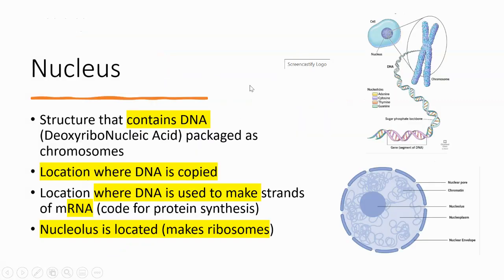All right, our next organelle or cell structure is the nucleus. This is the structure that, within eukaryotic cells, will contain the DNA. It is packaged into chromosomes inside of the nucleus, and DNA is copied or replicated inside of the nucleus. DNA makes strands of mRNA in a process called transcription, and the nucleolus, which is the darker area kind of in the center of the nucleus, makes the ribosomes.